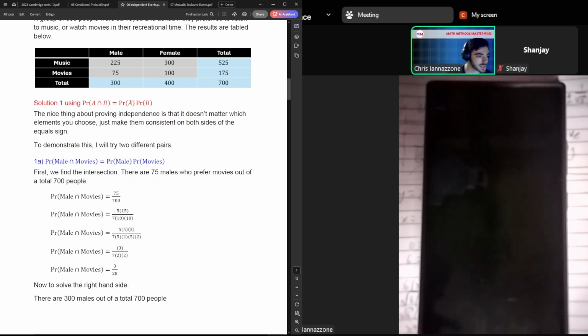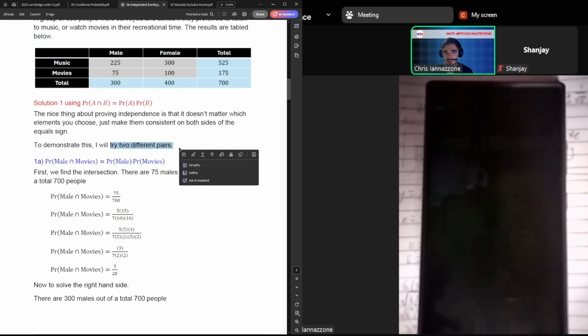But yeah, that's about it. The good news is you can pick any pair you want. So you can do male intersection movies, male intersection music, female intersection music. I've done two different pairs in the notes just to show you. It'll give you the same thing either way. So there's a fair bit of freedom there.